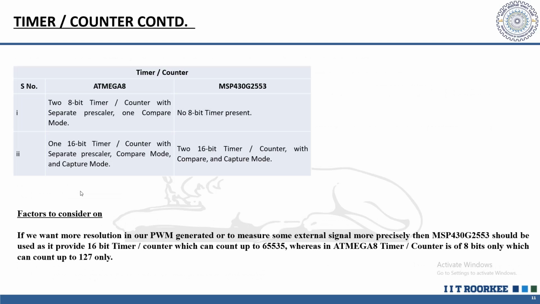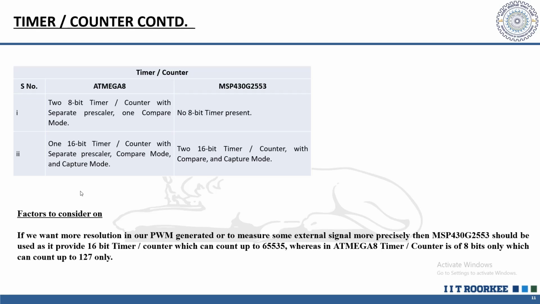So these are the comparison. In ATmega, an 8-bit timer counter with separate pre-scaler, one compare mode, and no 8-bit timer is present in MSP430. One 16-bit timer counter with separate pre-scaler. Pre-scaler means we can change the clock frequency which we feed, like we can multiply it by some constant value 1, 2, 4, 8, and compare mode and capture mode with compare and capture mode.